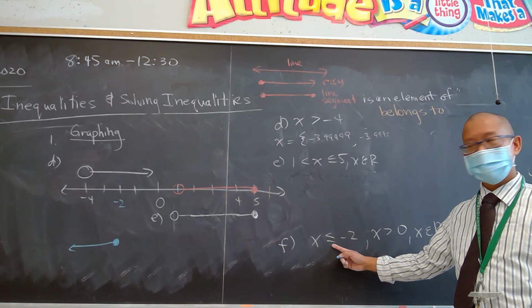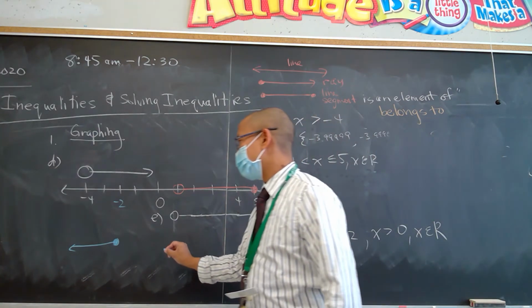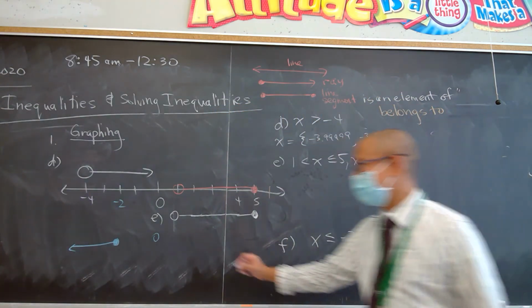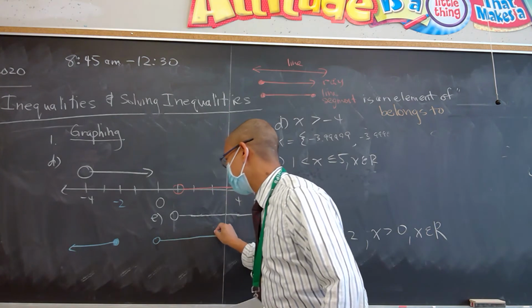Maria, you want to help her out? You would have an open circle at 0. Sure. And what direction will we draw? To the right. Towards the right. So this is your first glimpse.